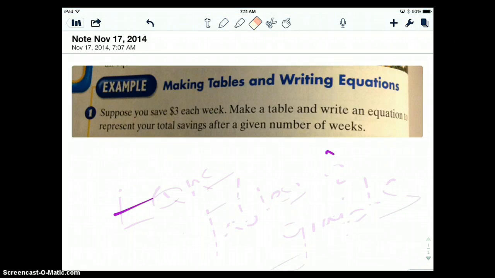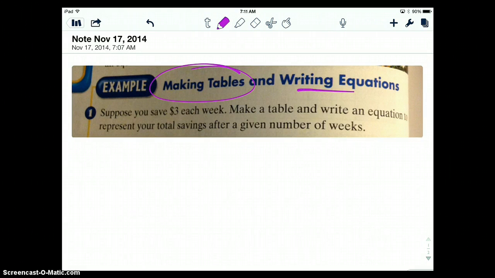So the first example is going to be making a table and writing an equation. So we're not dealing with a graph yet. So let's say the situation is you are saving $3 each week. You might be like, man, that's not much. But it's something. Something you're saving. So that's good. It's better than nothing. Make a table and write an equation to represent your total savings after a given number of weeks.